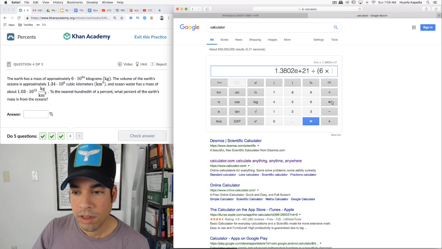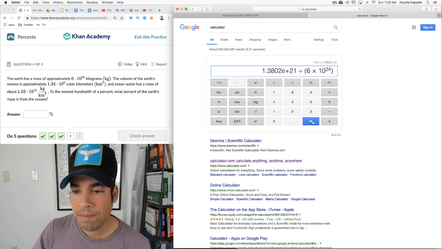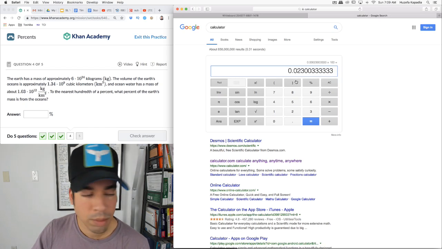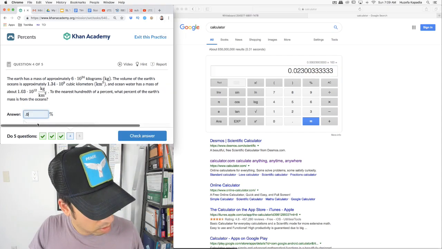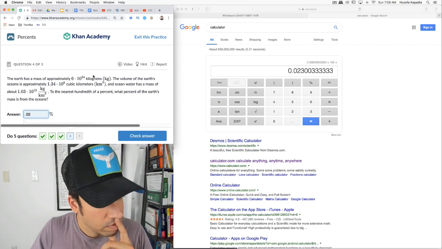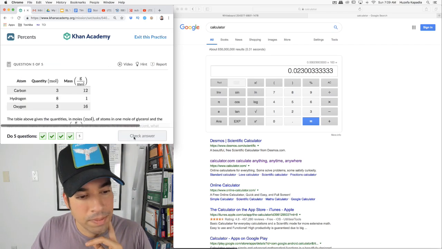6 times. I always put parentheses to keep it safe, make sure there's no weird order of operations thing that happens that's going to throw the answer off. Yep, I think that's it. Multiply it by 100, or I'm just moving the decimal over twice, and then boom. So it's to the nearest 100%. It's 0.02%. That seems oddly low, but no, I guess that makes sense. Let's see. All right, that's correct.